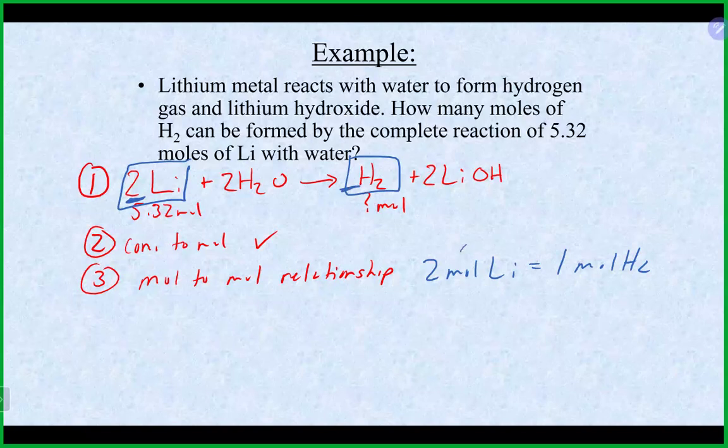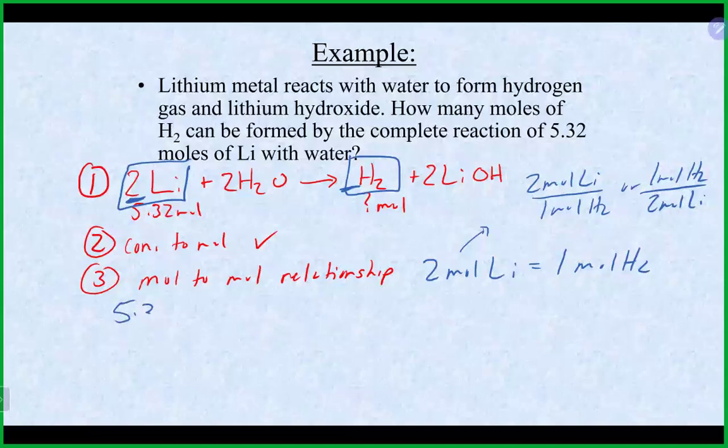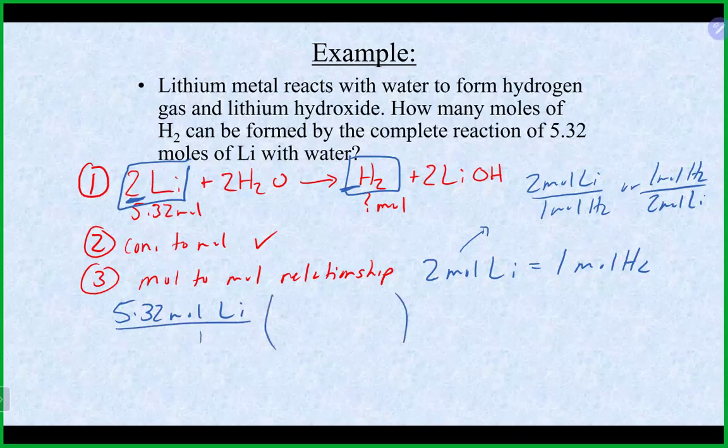This again gives us an option of 2 conversion factors: 2 moles of lithium to 1 mole of H2, or 1 mole of H2 to 2 moles of lithium. So starting with our number that's already in moles, which is 5.32 moles of lithium, I'm just going to do a dimensional analysis to keep it simple. Opposites cancel. So lithium's up on top, so I do need lithium on the bottom, which means I want to use a conversion factor there on the right: 1 mole of H2, 2 moles of lithium.